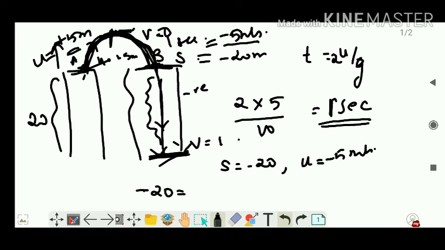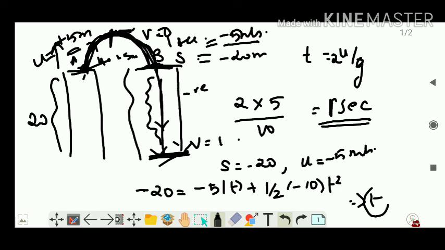U is minus 5t, right? Plus half minus 10t squared. Find the value of t, guys. Now what you find as t is the time for the stone from reaching here to here. That should be added with the 1 second. Then you can say the time taken by the stone to reach the ground. That is your homework. Try to do it by yourself. Find this t. You will get a quadratic equation by solving this one.